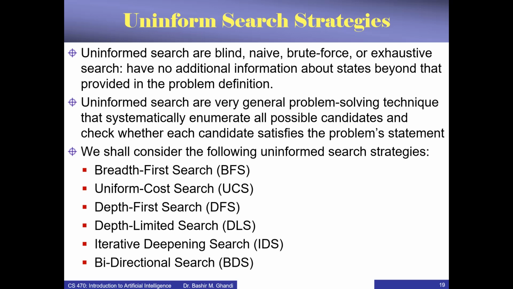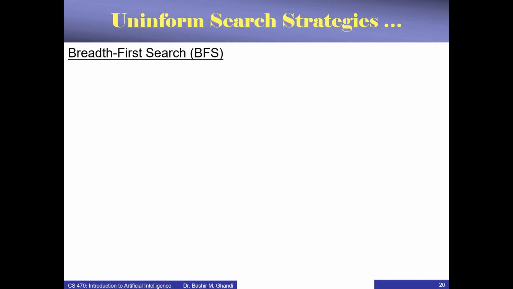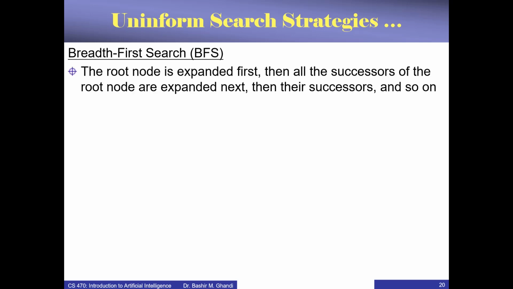All right, so we're going to start from the BFS, breadth first search. Breadth first search is not new to you actually, because we did it in data structures. The only difference is that at that point we were looking at it from the point of view of traversal, trying to reach each node within the tree or the graph. But in this case, we are not trying to reach each and every node. No, we're going to keep traversing until we reach our goal. So once we reach the goal, we are done. But the idea is exactly the same. So the root node is expanded first.